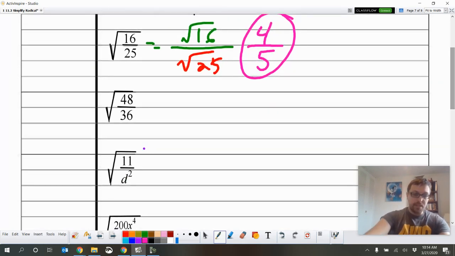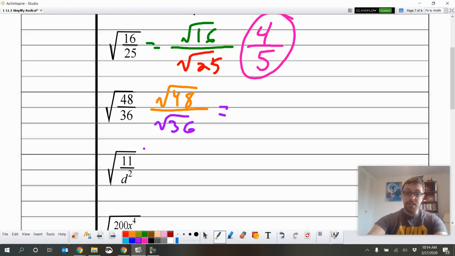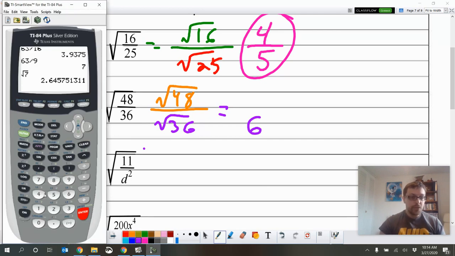Next, we've got 48. So we're going to break that up into two parts. We've got the square root of 48 on top, divided by the square root of 36. Okay. Well, the square root of 36, I know that. It's 6, because 6 times 6 is 36. 7 times 7 is 49, not 48. So we're going to have to go hunting for 48. I just checked 49. That was 7. So I don't want to use that.